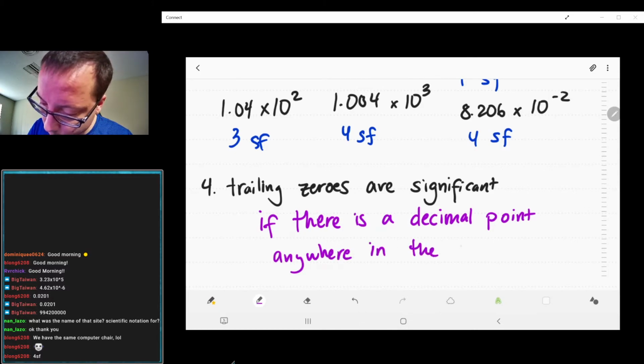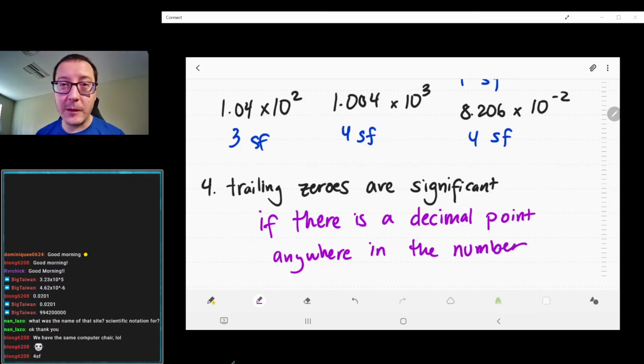Oh God, that's really ugly. All right, so big purple, very important here. Trailing zeros will be significant if there is a decimal in your number. Anywhere. If your decimal is anywhere in the number, those zeros will count. So let's look at some examples here.